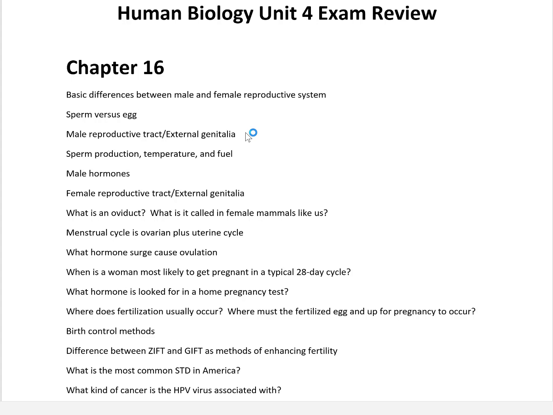The male hormones, pretty straightforward. I already mentioned this in the last unit, but follicle-stimulating hormone is what tells the gonads to make mature sperm. Luteinizing hormone tells the testicles to make testosterone. So testosterone is the key male sex hormone or androgen.